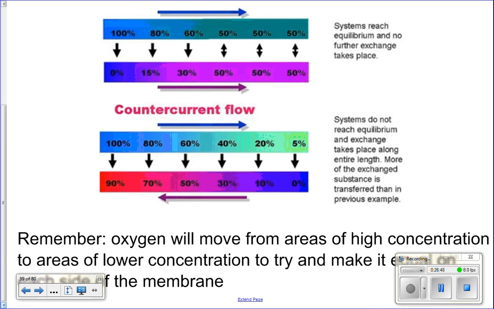If you keep going and you go to the other end, water that's leaving the gills will be at 5% oxygen, and blood that's just coming in will be at 0. Is there still a difference? So can diffusion still take place? Yes. So because these flow in opposite directions, diffusion can happen throughout the entire time that the blood and the water are in the gills, and the fish now gets 90% of the available oxygen rather than 50. Does that make sense? Okay.